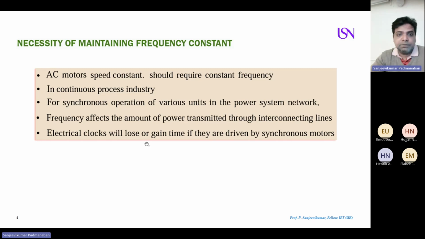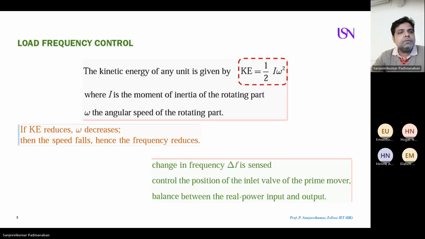For example, a simple case: if you have good batteries or photovoltaic panels and you are injecting into the grid with a different frequency, the designed lifetime cannot be achieved with these electrical equipments. Another simple example is the electrical clock, where if you do not have a constant frequency, you can't maintain the time intervals of the clock for periodic values.